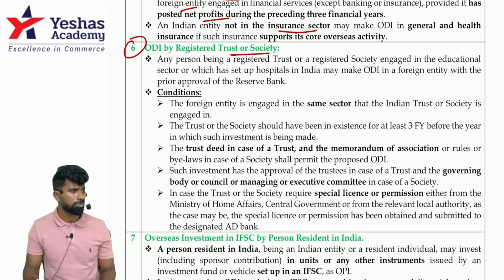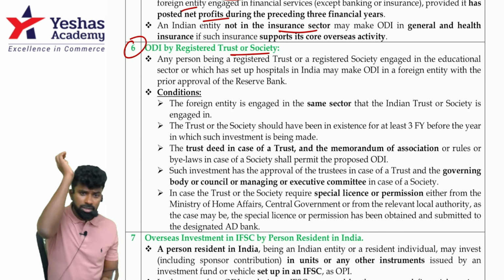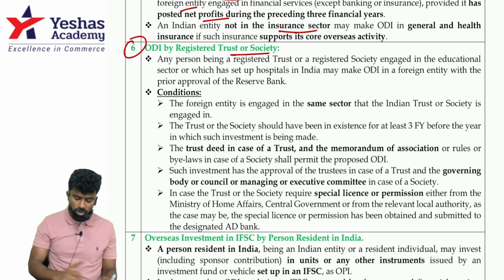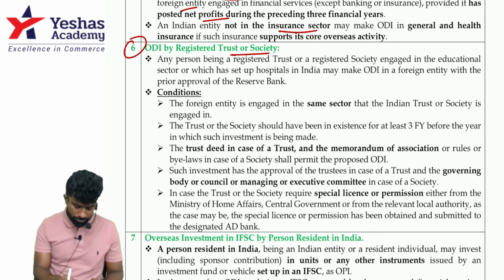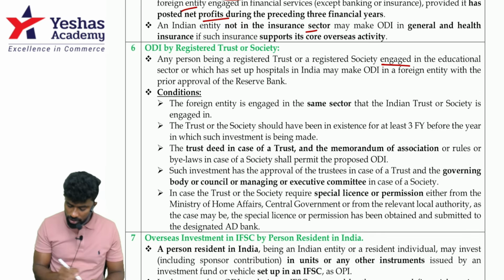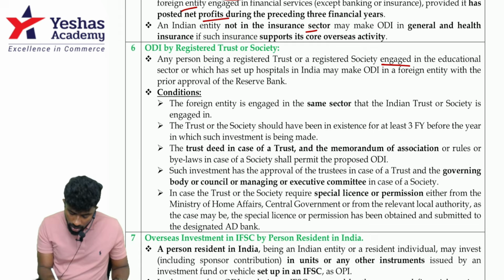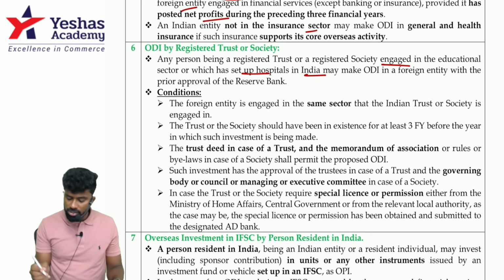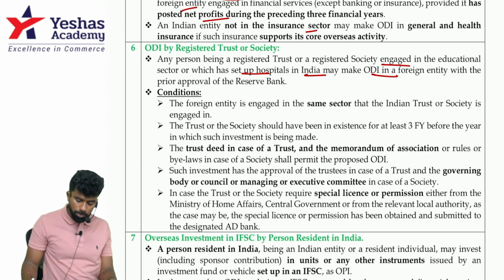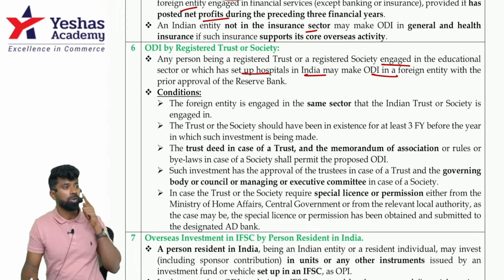Trust or what? First of all, can a trust or a society make ODI? Yes, yes, yes. Are there any conditions? Yes. What are the conditions? A person being a registered trust or a society engaged in the educational sector. What sector? Or which has set up hospitals in India may make an ODI in the foreign entity with the prior approval of whom? Reserve Bank. Whose approval is required? RBI approval is required.